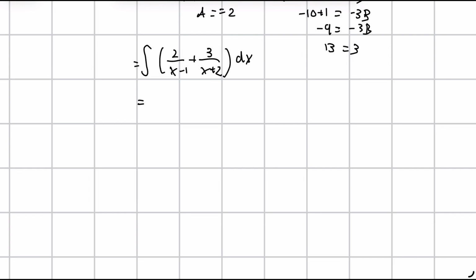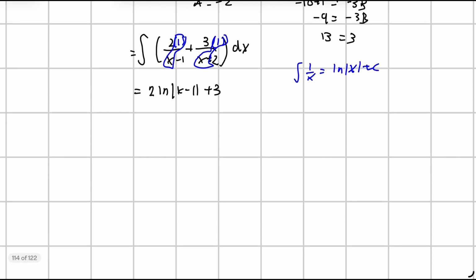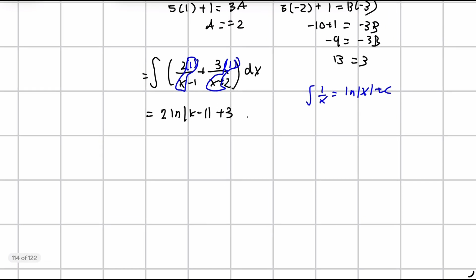So then you can just write this when you have 1 over x, and then you can just write that using natural log. So whenever we have a 1 over x, remember, the integral of 1 over x is equal to the natural log of x plus C. So then you have 2 times the natural log of x minus 1, because u is just going to be our x minus 1 here. And then we have plus 3, and for x plus 2, we have the natural log as well. So then we have 3 times the natural log of x plus 2 plus C.